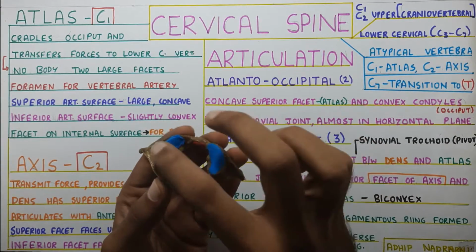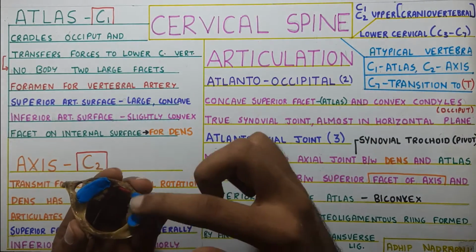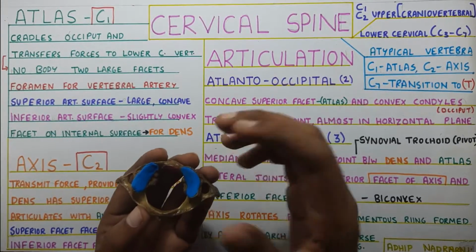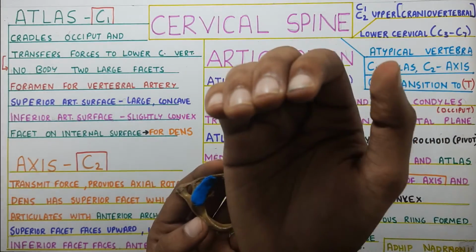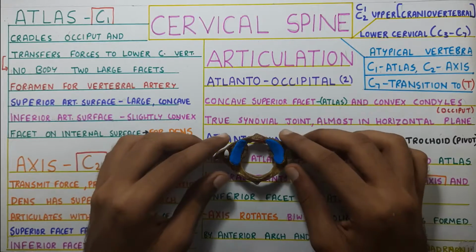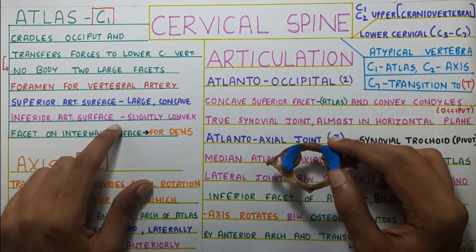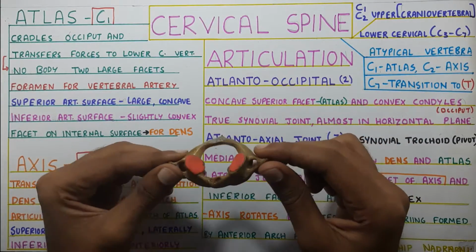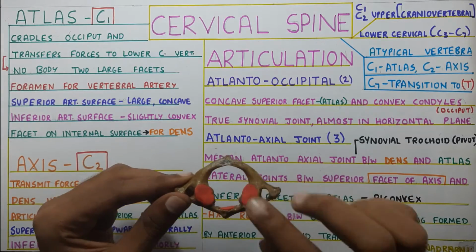Okay, and there is the superior articulating surface. These are the two superior articulating surfaces, which are large and concave. They are concave and large, and they are also kidney shaped. This accommodates your condyles. The convex condyles from the top will be taken up by the kidney shaped large superior facets of the atlas. Then there is also the inferior articulating surface, which is slightly convex. So I turn it around and you can see these are the two inferior articulating surfaces, which are slightly convex.